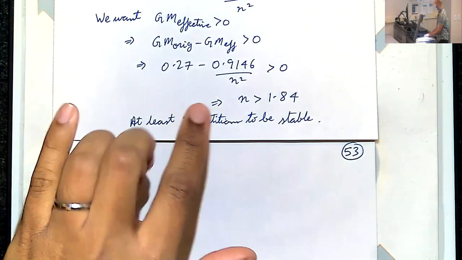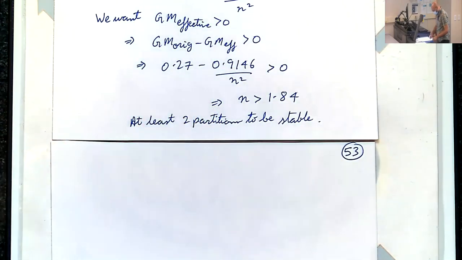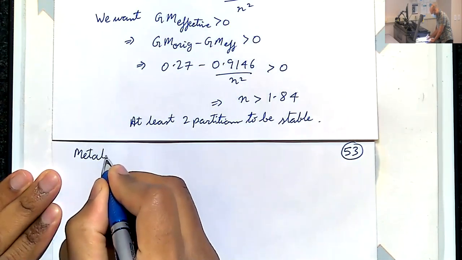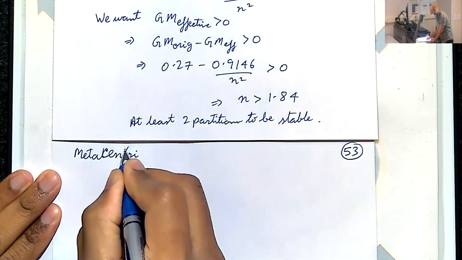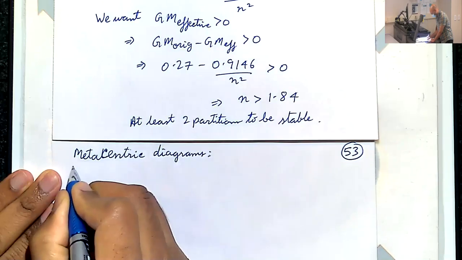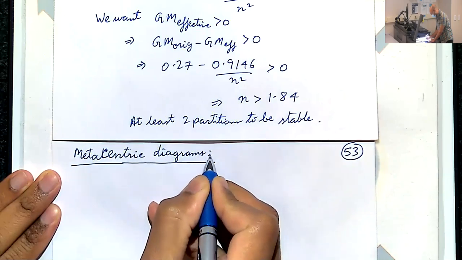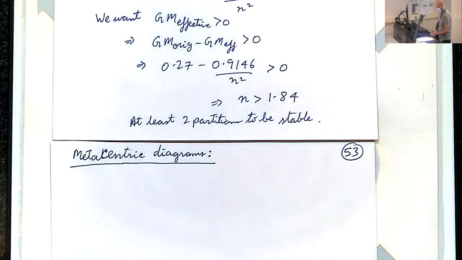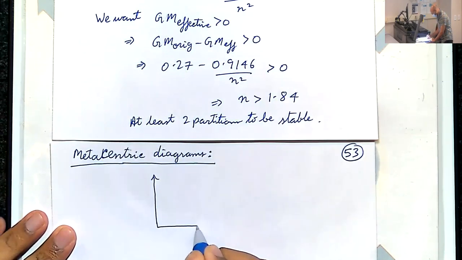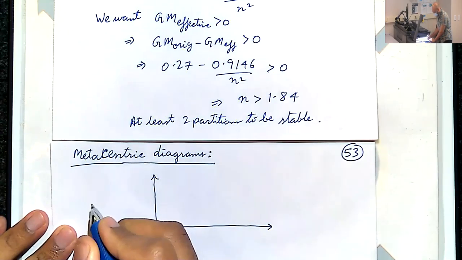Any other questions? Okay. So, yeah, we came up with at least two partitions. Next, as I was saying, if you are on the ship, you don't want to be recomputing integrals all the time. So the ship designer will give you these metacentric diagrams. Well, in this case, you are the ship designer, so you would give the operator these metacentric diagrams.